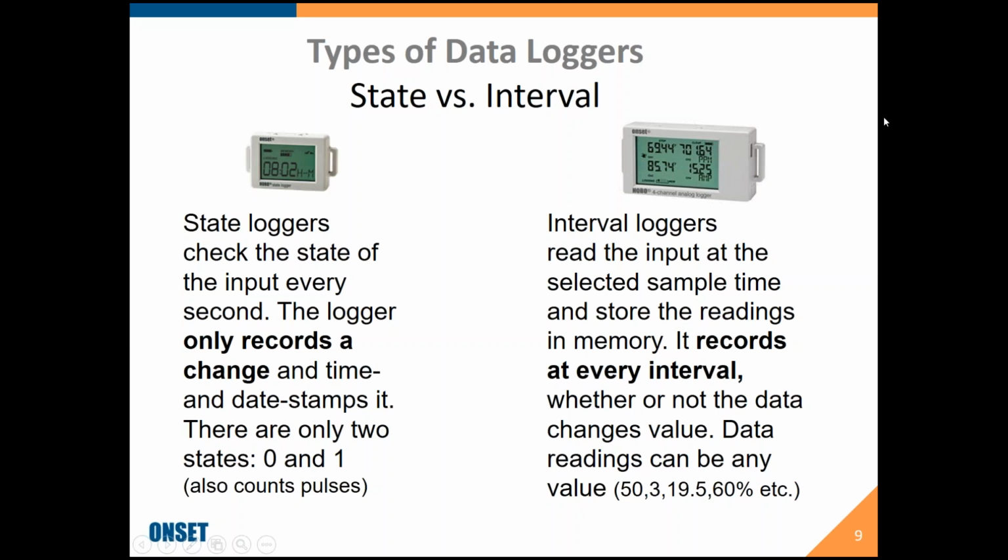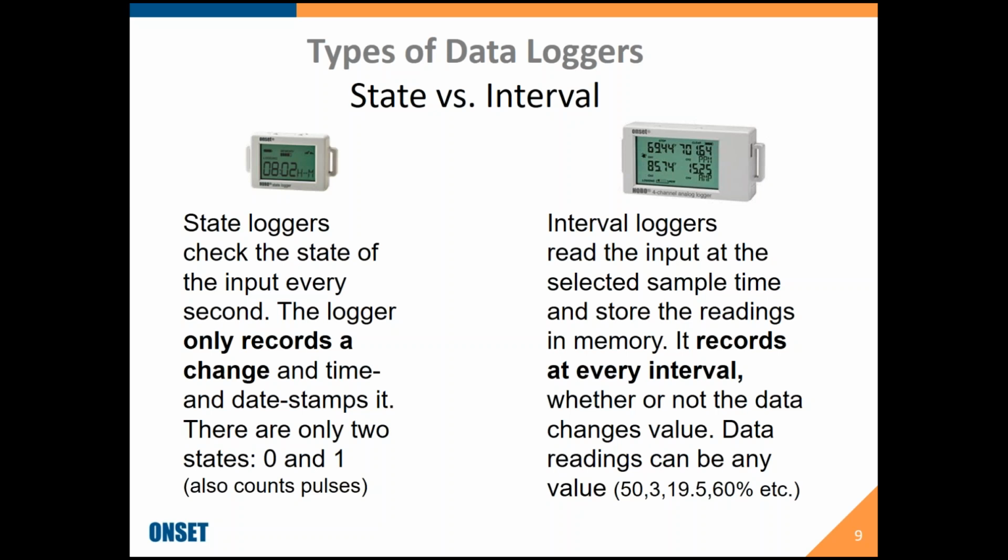Two types of data loggers. There's a state logger and an interval logger. State loggers check the state of the input every second, and the state logger only records a change in that state. So if the state stays at either 0 or 1, it will just remain that way until that state changes. State loggers also count pulses. So if you have an application where pulses need to be counted, a state logger would do that.